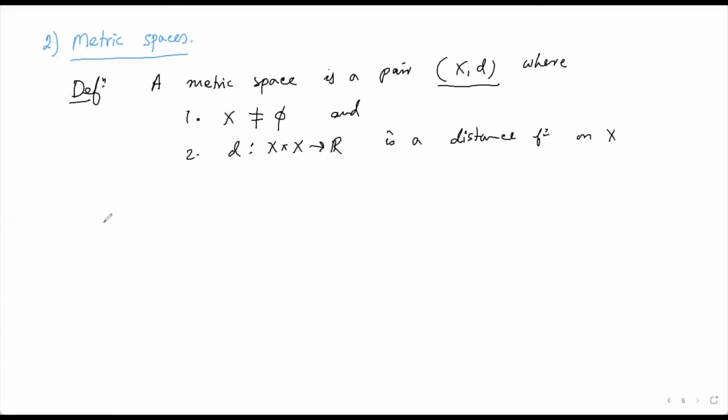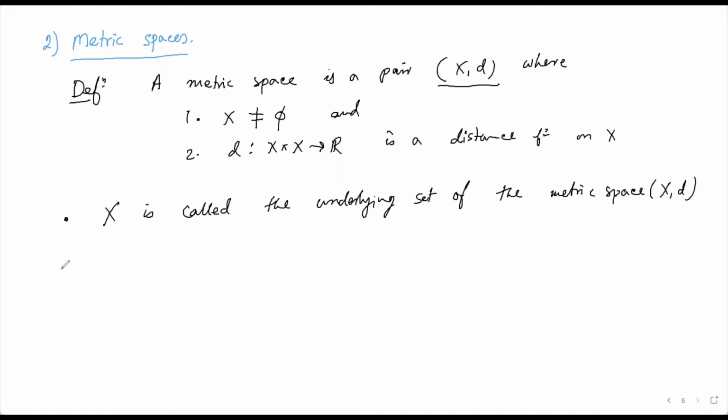This pair is called a metric space, and the set X is called the underlying space, or underlying set, of the metric space (X, d). And d is called the metric of the metric space (X, d), and the pair (X, d) is called a metric space.